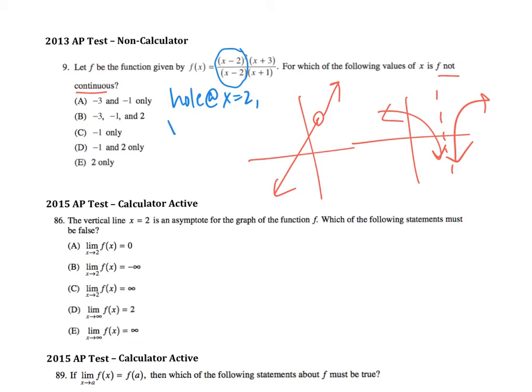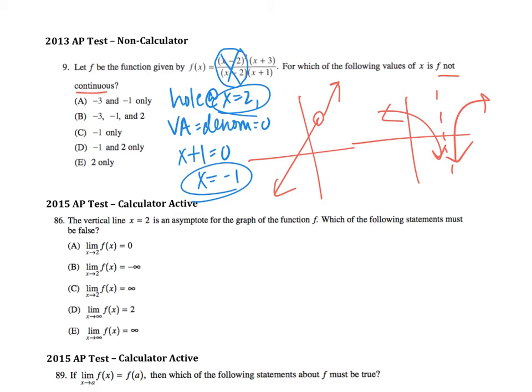Then a vertical asymptote is when the denominator is equal to 0. My denominator, once I remove the hole, is x plus 1. When will that equal 0? When my x is negative 1. So we've got two discontinuities, one at 2, one at negative 1.